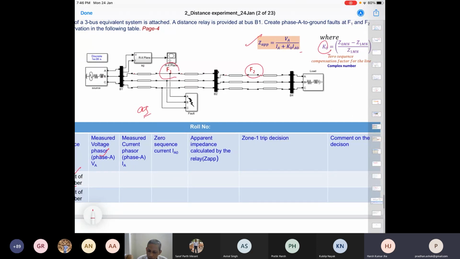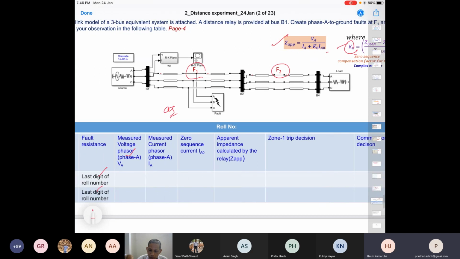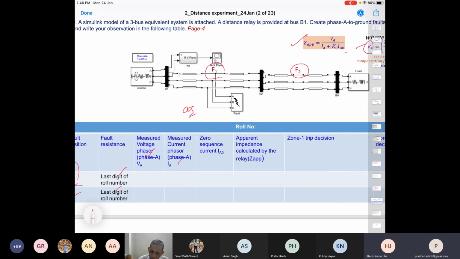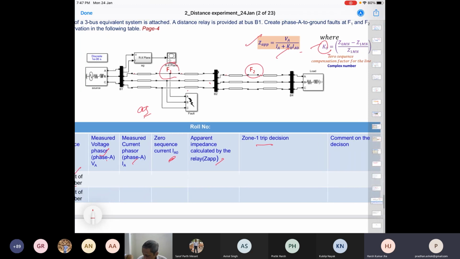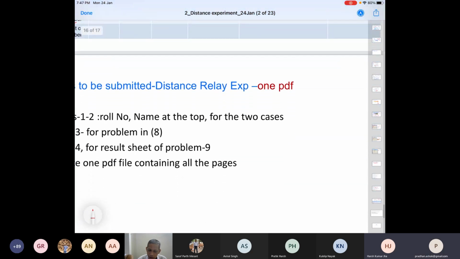The corresponding line parameters will be provided to you. Once you have the phase A voltage, phase A current and the corresponding zero sequence current in the measurements, you can find the corresponding apparent impedance using this relation. Then you can decide the zone 1 trip, because the zone 1 setting will be 80% of the line impedance. Then we can comment on this. So these are the things to be considered.